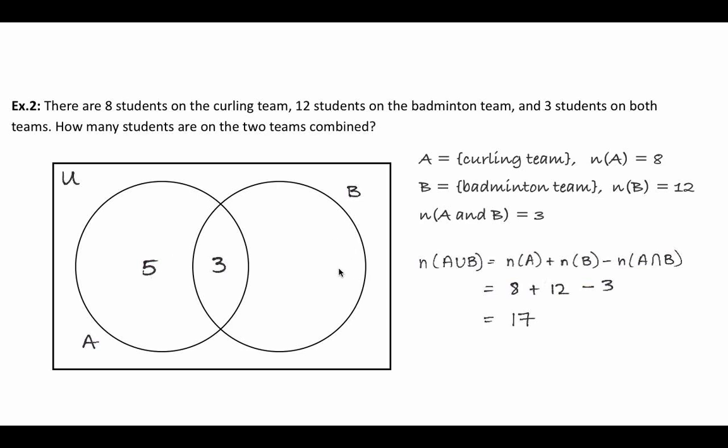Over here in the badminton team, there are 12 students total in this big circle. We've already placed 3 of them because those are the ones that are on both. So 12 minus 3 is, of course, 9. And the union of these two sets graphically is the number of students in this section plus the number of students in this section, plus the number of students in this section, and when we add these up, we of course get 17. So through two different methods, one using a Venn diagram and one using the formula, we see that there are 17 students on the two teams.